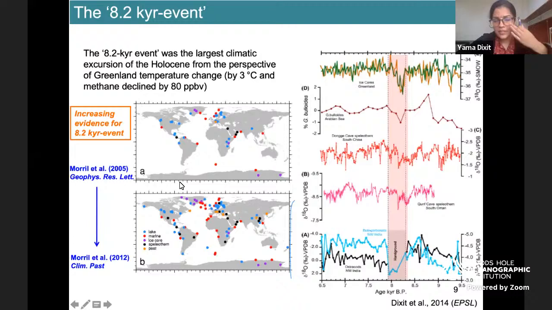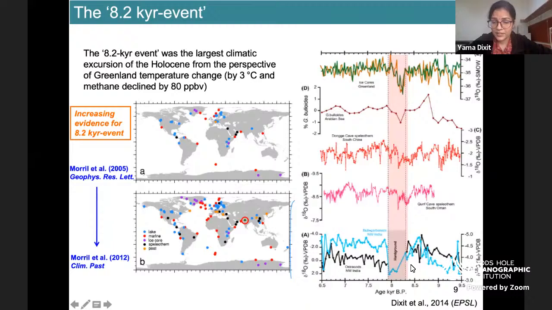And there's now increasing evidence from all over the world. So these are lake, marine, and ice cores. And again, this is not updated. This is from 2012, and I'm sure there's more evidence coming. Our record really added to this evidence that the 8.2 event that occurred in the North Atlantic had its imprint on the monsoon that is recorded in the lake records in Northwest India.